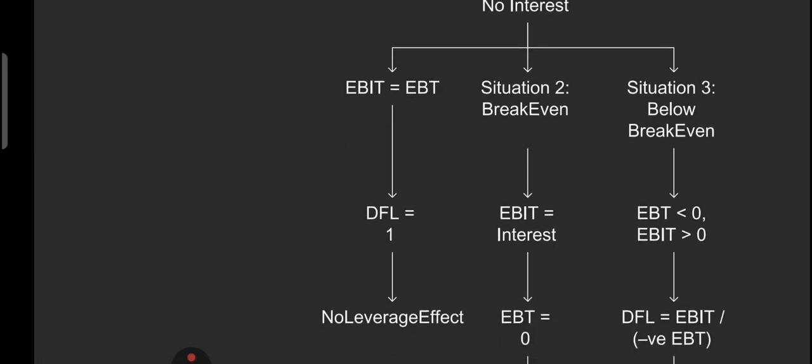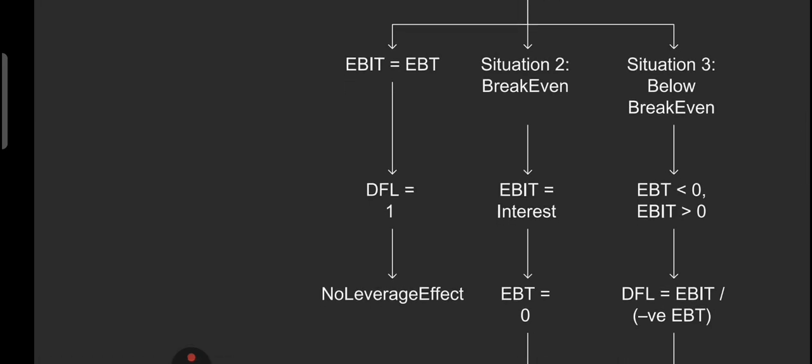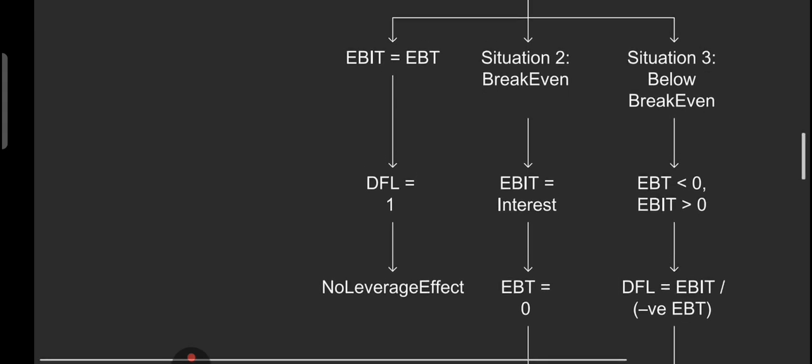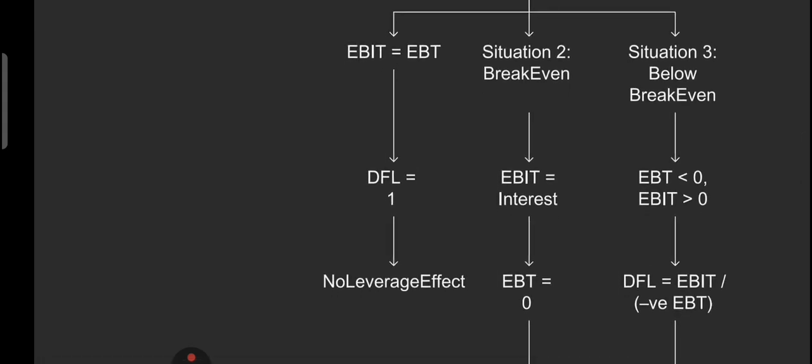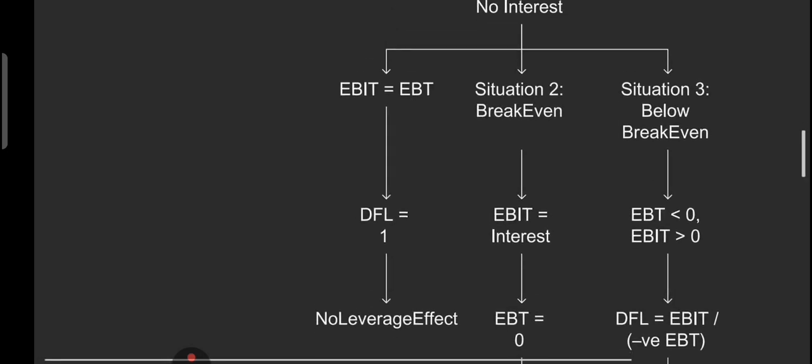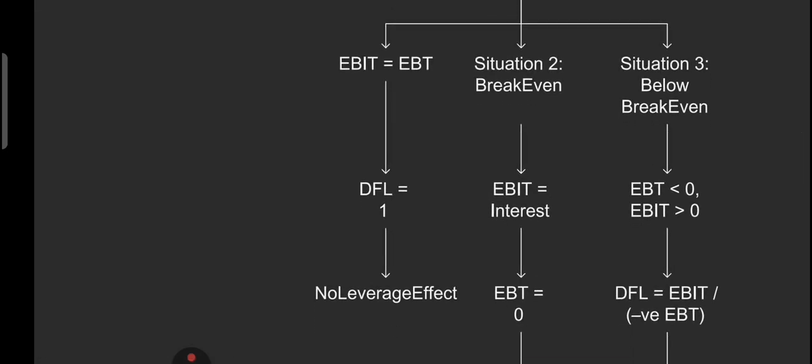In that case, DFL will be equal to 1. This means there is no leverage effect. So this interpretation should be there. You should know what is the meaning of DFL is equal to 1. So whenever DFL is equal to 1, it means EBIT and EBT both are equal. It means that no debt has been taken, no leverage effect is there, profit changes in line with the operating income, safe but limited upside. It is quite safe, but there is no chance of gaining too much. So that is why upside is limited.